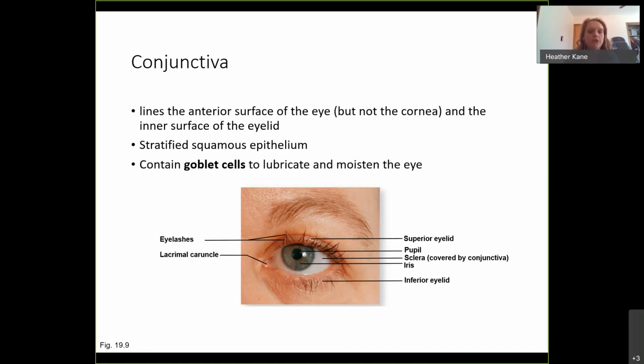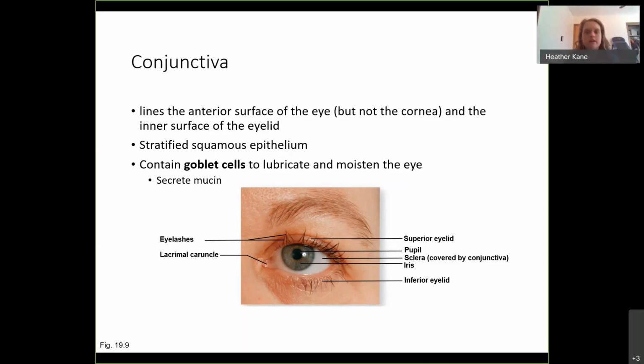The conjunctiva is also going to be made up of these goblet cells. There's a lot of goblet cells in the conjunctiva. Does anyone remember what goblet cells secrete? What do goblet cells secrete? Is it mucus? Yeah, it is. It's mucin, and mucin mixed with water creates mucus.